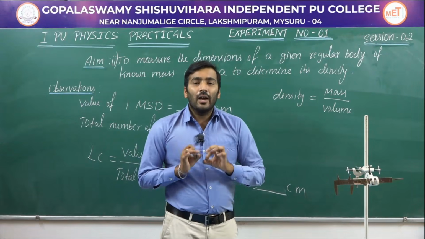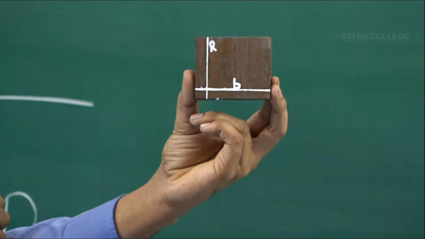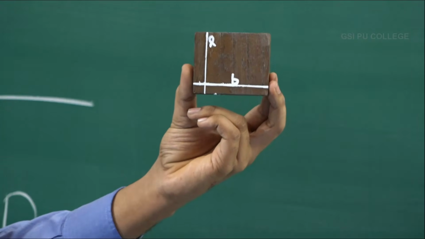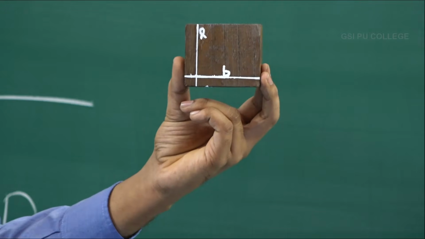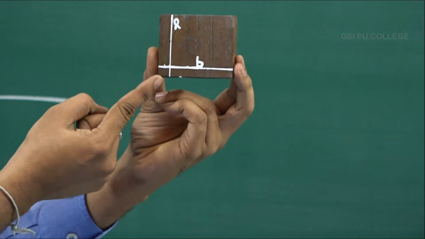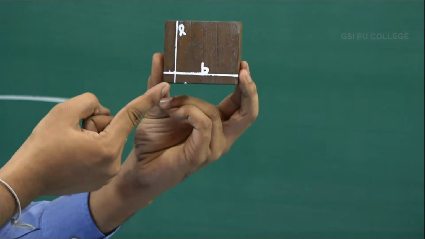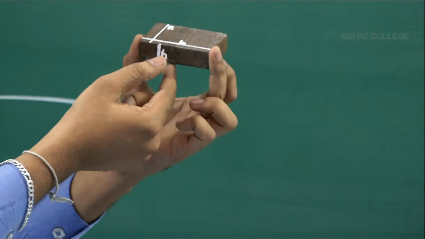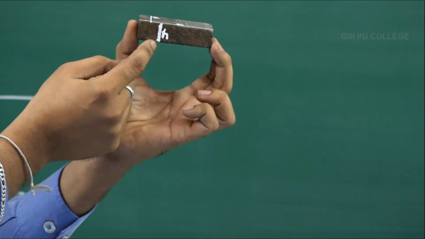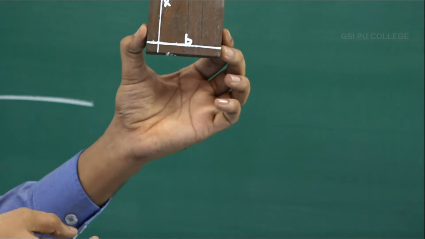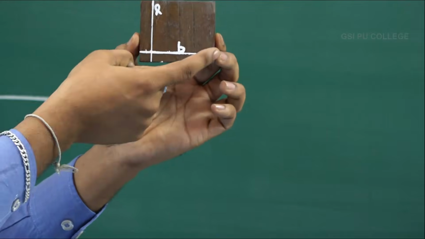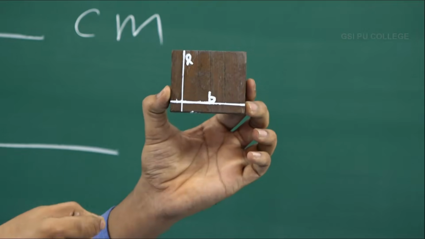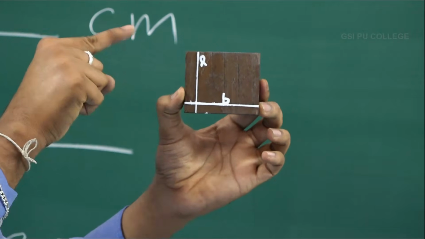So we have a regular shaped body, which is nothing but a rectangular block. For this rectangular block, we need to find the three dimensions. As you can see here, this is the length of this block, this is the breadth, and we have a height, or you can call this a thickness also. So we need to find the length, breadth and height of this rectangular object using vernier calipers, and hence determine its volume.